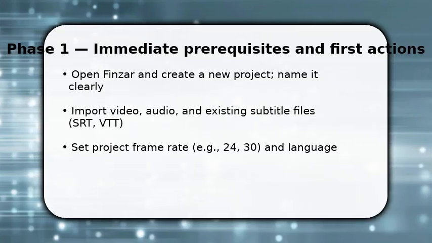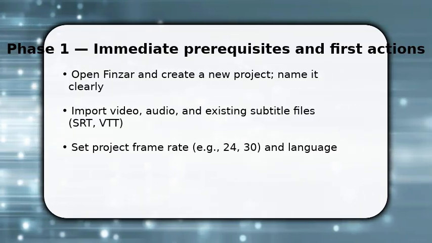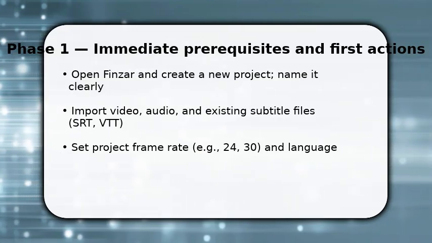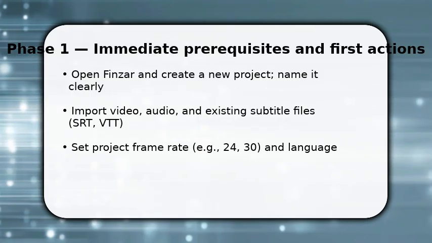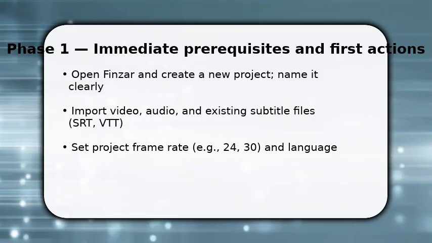You begin by preparing assets. Import the video and any audio tracks into Finzar immediately, because timing depends on the source. Once done, add existing subtitle files if you have them and set the project frame rate to match the video, 24 or 30 frames per second.